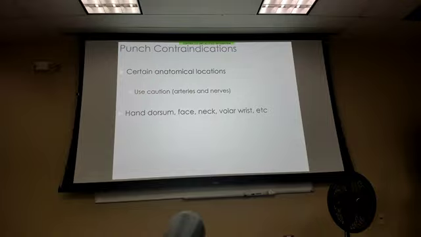Contraindications, so an anatomical location. So if there's some type of an artery or a vein, let's not do it. Contraindications can also include the hand, dorsum, face, neck, and the volar wrist. Again, blood areas.